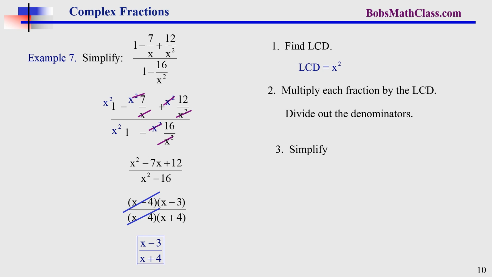So do you see the idea here? Find the LCD, multiply each term by the LCD, simplify it, and then we might need to factor again, and then simplify the fraction again.